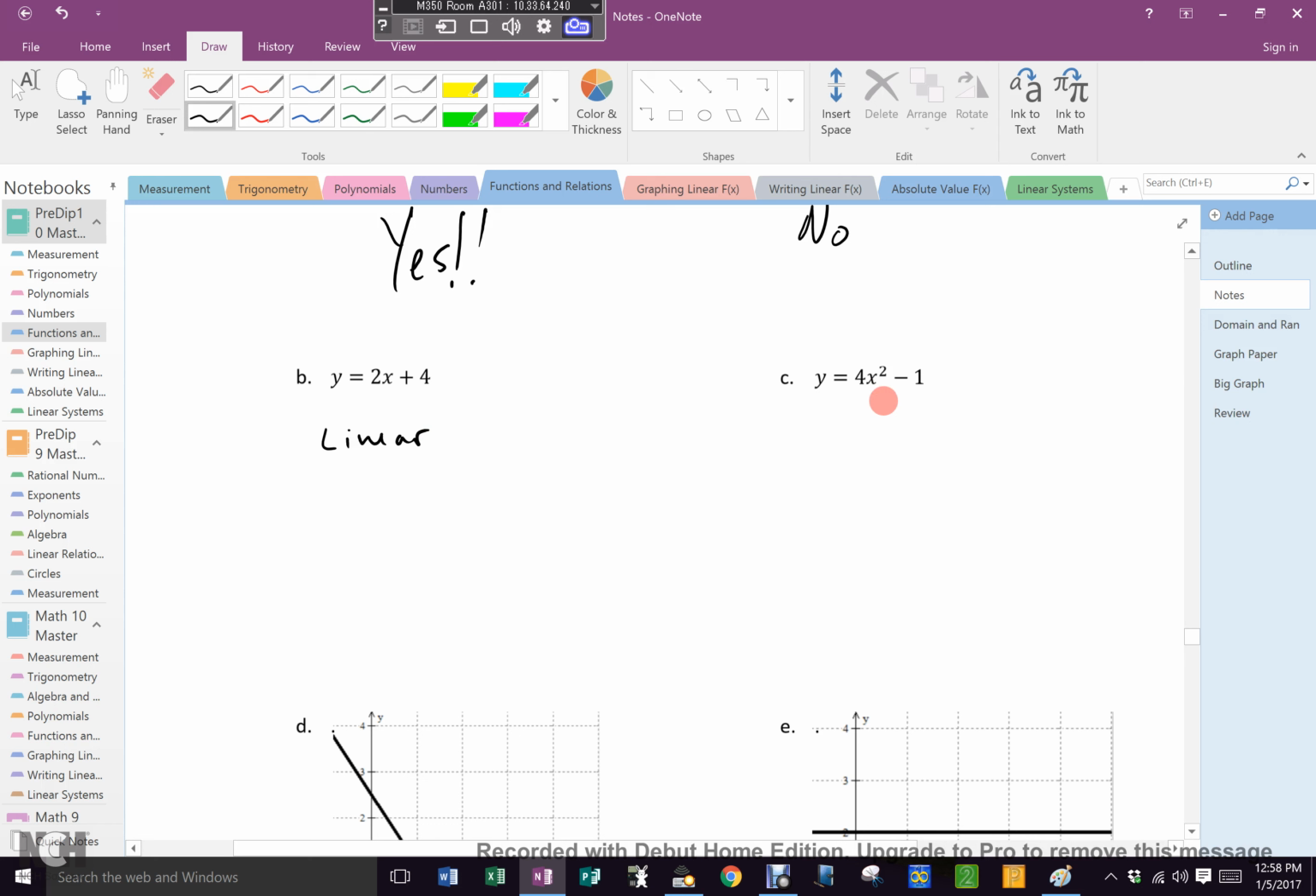What about this one? Can you do that one in your head? It's a little bit harder, but let's try. X, Y. When X is 0, what's Y? -1. When X is 1, what's Y? 3. Okay, so that means if this is linear, this next one should be what? 7, right? When X is 2, what is it?